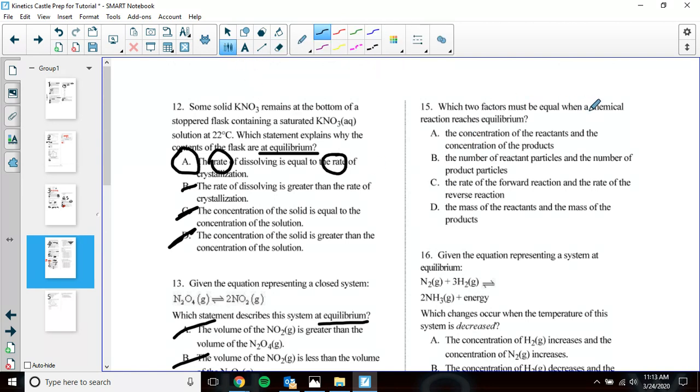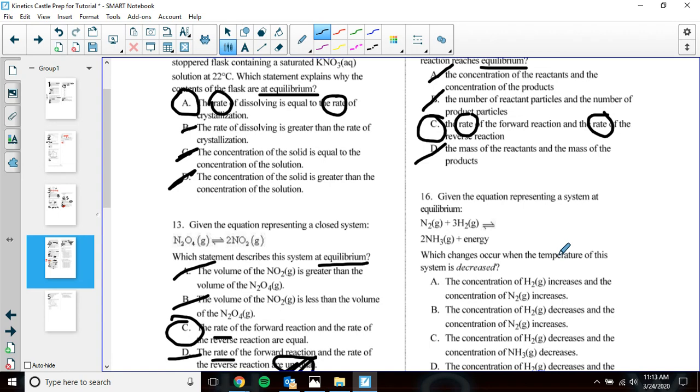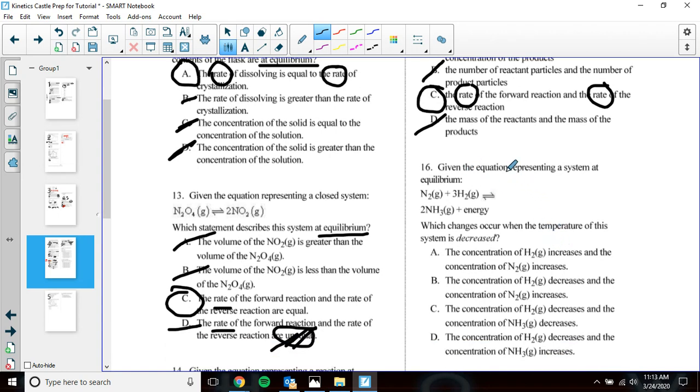Which two factors must be equal when a chemical reaction reaches equilibrium? Again, definition of equilibrium. When we talk about equal, we're talking about the rate of the forward and the rate of the backward reaction. Here they're trying to get you to say the concentration, number of reactant particles, the mass. No, the rate of the forward reaction is equal to the rate of the reverse reaction, and we need to have that memorized.